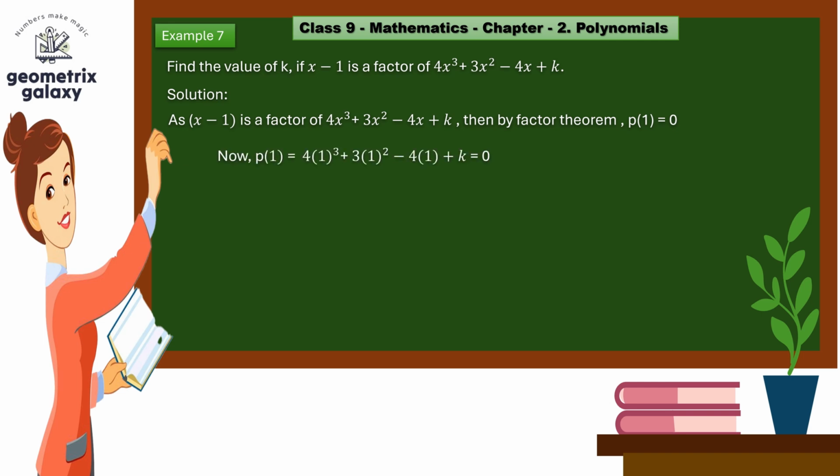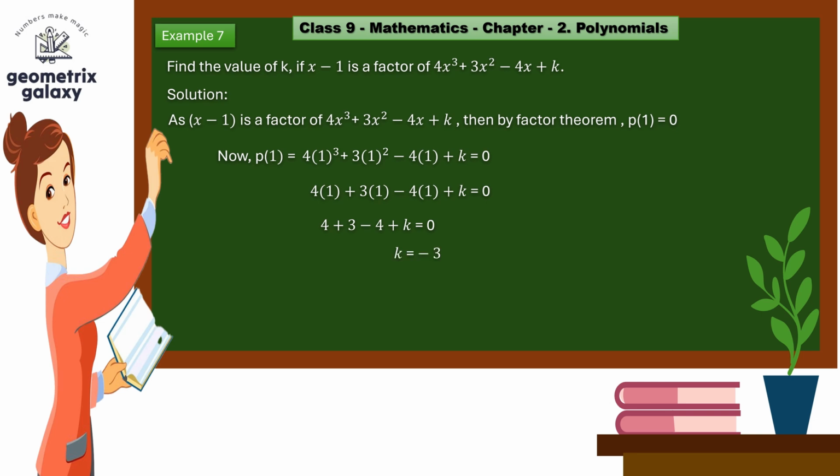Therefore, p of 1 is equal to 4 into 1 cube plus 3 into 1 square minus 4 into 1 plus k is equal to 0. 4 into 1 cube means 4 into 1 plus 3 into 1 minus 4 into 1 plus k is equal to 0. That is 4 plus 3 minus 4 plus k is equal to 0. Plus 4 and minus 4 will get cancelled. 3 plus k is equal to 0, which means k is equal to minus 3.